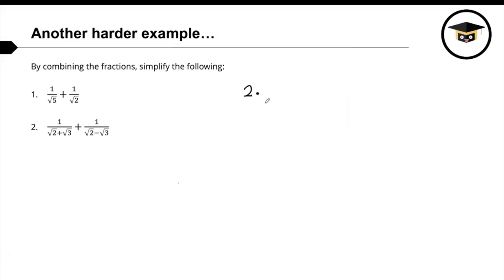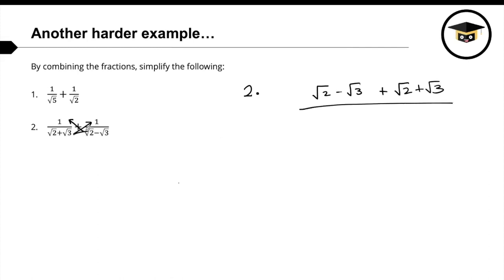For question 2, we're going to be doing the exact same thing. Crisscross rule. We want to do 1 times root 2 minus root 3. Now, 1 times anything is just itself, so we just get root 2 minus root 3. Then plus, this is the next cross, 1 times root 3 plus root 2. So that's going to be root 2 plus root 3 over.